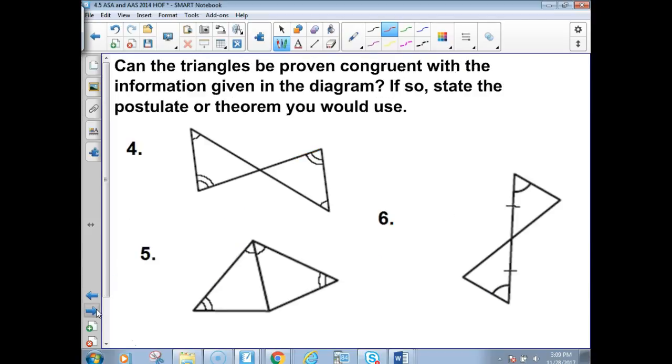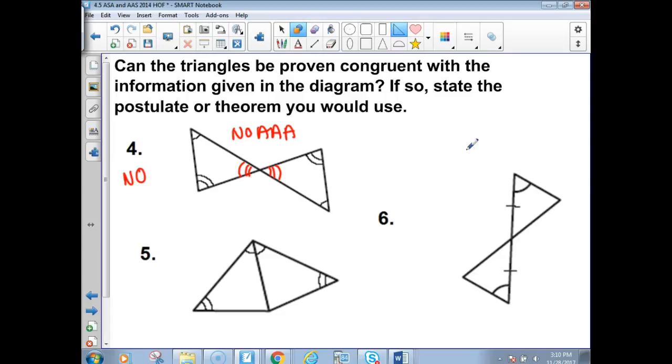Let's try something else. Can the triangles be proven congruent by the information given in the diagram? Well, we're going to start right off with something that is a no. I can mark the vertical angles, but does that mean those triangles have to be the same size just because their angles are the same size? There is no angle, angle, angle. I'm going to give you another explanation as to why. I'll even do some shapes up here.